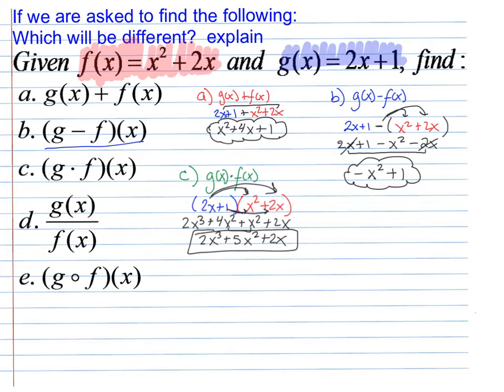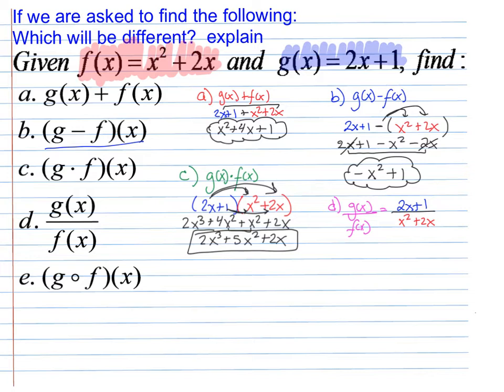For D, we have g of x divided by f of x. We know our g function is 2x plus 1, divided by our f function, which is x squared plus 2x. Since there is nothing that I could factor out from the top and from the bottom that would reduce, this is your final answer.